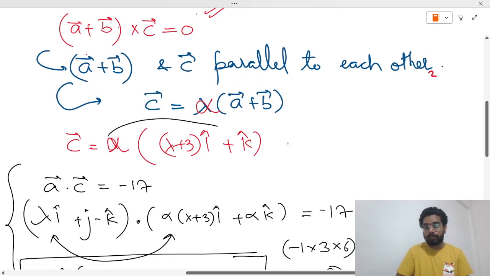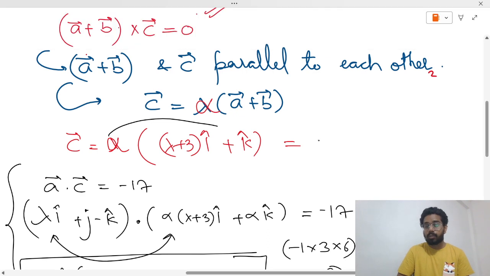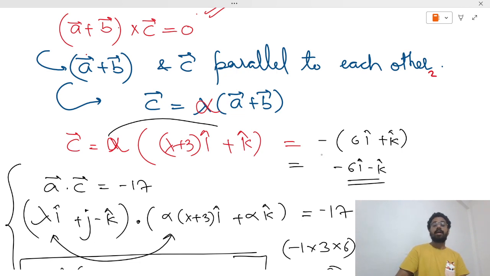So C will be equal to, putting the values over here, alpha equals minus 1, minus lambda equals 3. 3 plus 3 is 6i plus k. So ultimately, what is the C vector? Minus 6i minus k cap. All right, this is the C vector.